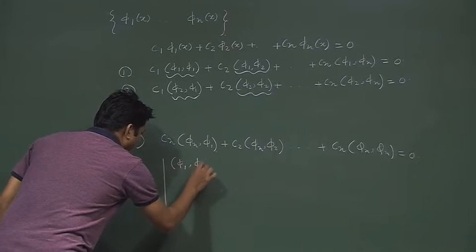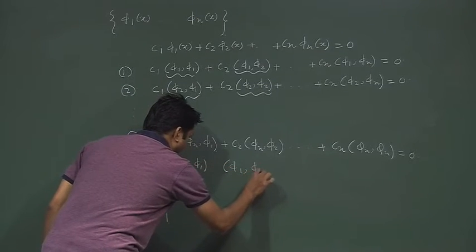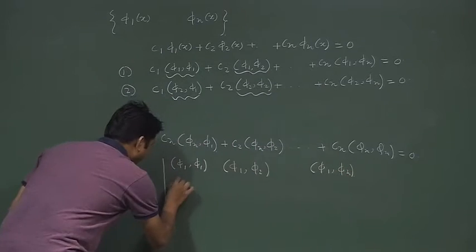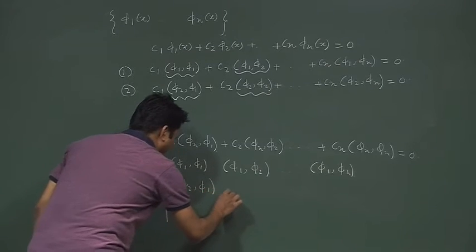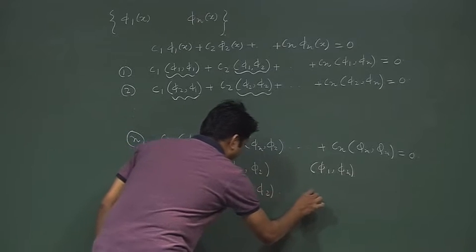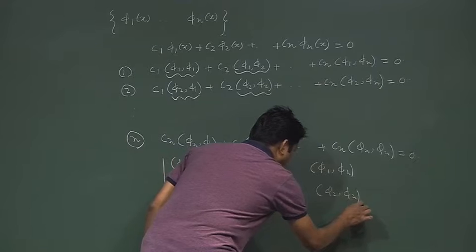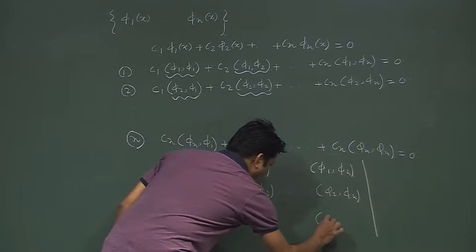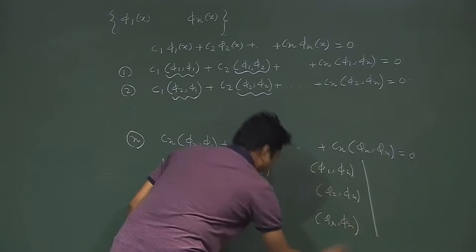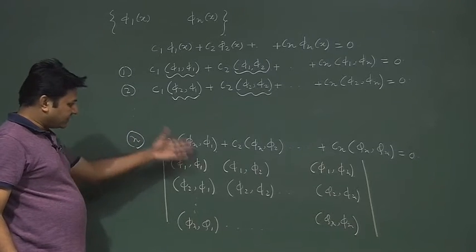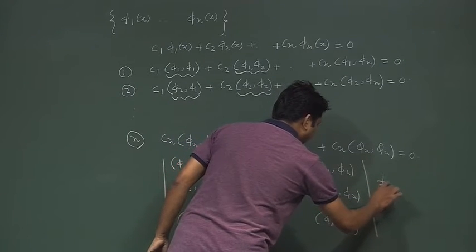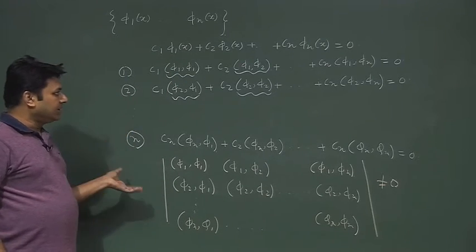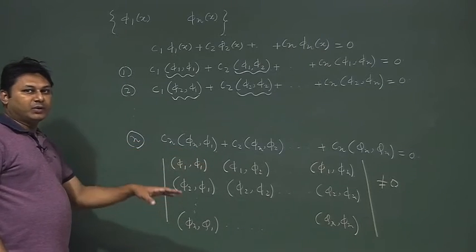So, I need to find out this quantity. Whatever the matrix form I have, if I make the determinant not equal to 0, then I can readily say whether the functions I have are linearly dependent or not. It depends on whether it is 0 or not, exactly the same way that we had in the previous case.